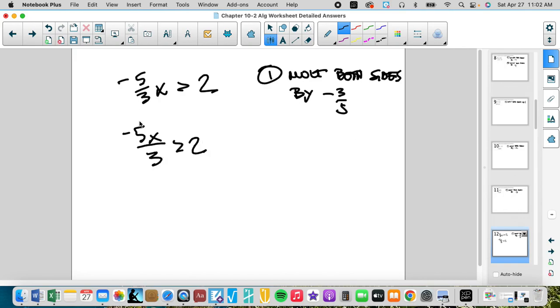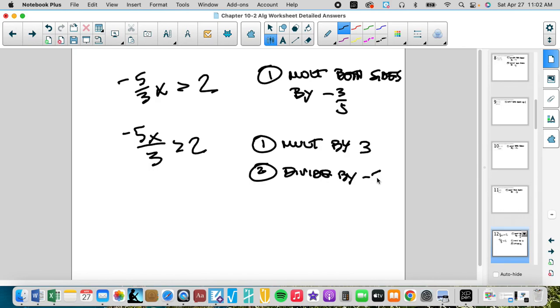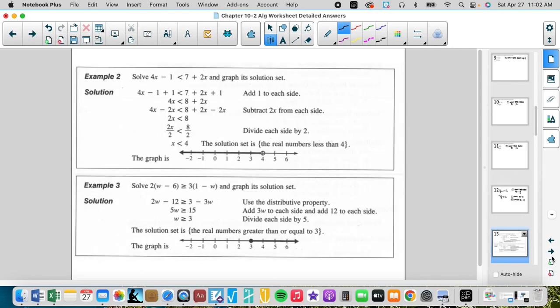So, and this could look like this too. These are equivalent inequalities. -5's in the numerator, -5's in the numerator. x is in the numerator, x is in the numerator. 3 is in the denominator, 3 is in the denominator. So instead of doing it in 2 steps, the 2 steps would be multiply by 3, and the other one would be divide by -5. Well, multiplying by 3 and dividing by -5 is the same as multiplying by 3 and dividing by 5, or multiplying by -3/5. So nice little one there.